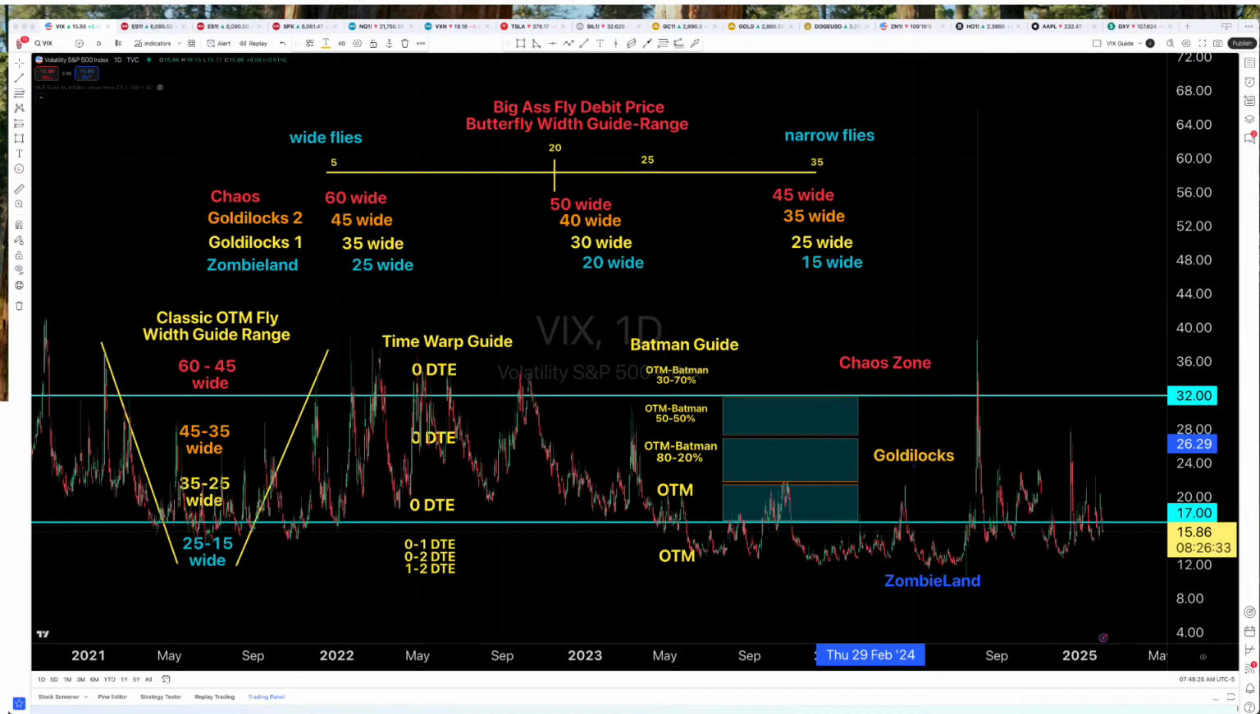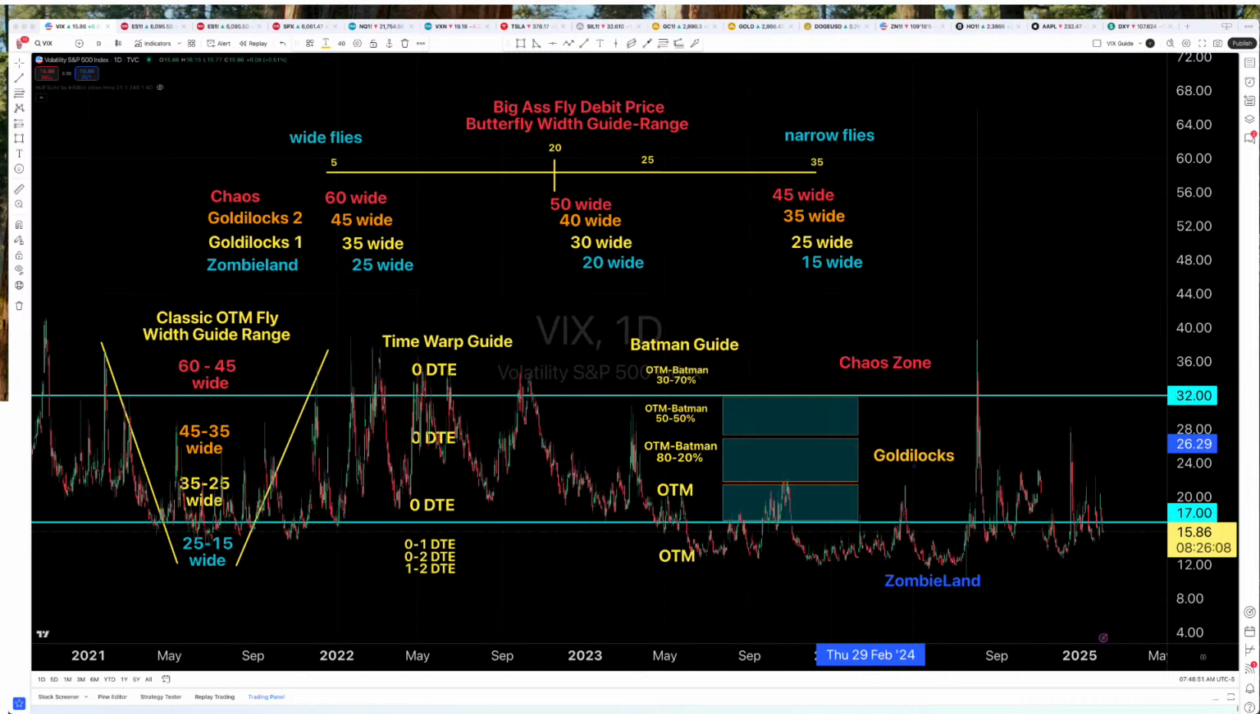Here's the other guide up top. See the big ass fly, debit butterfly width gauge. It tells us which side of that width to be on. It's also a trade, an edge case trade. If the debit is under 25, then we choose to take that big ass fly. But right now, we're just going to use it as an indicator. All right. So let's do that.